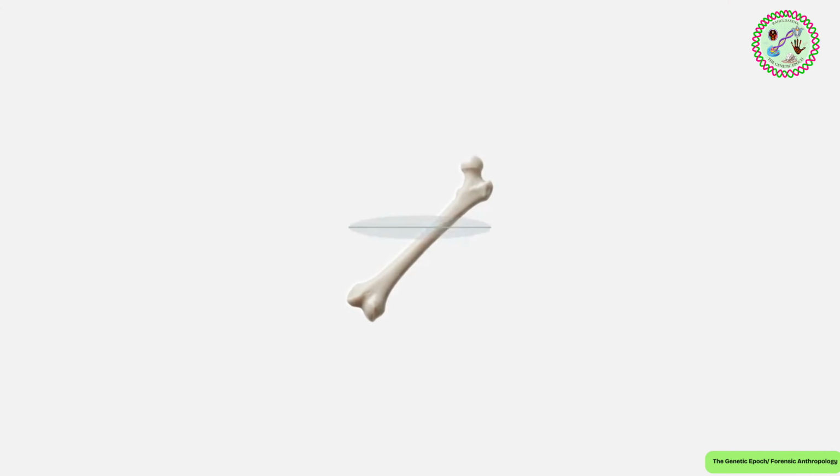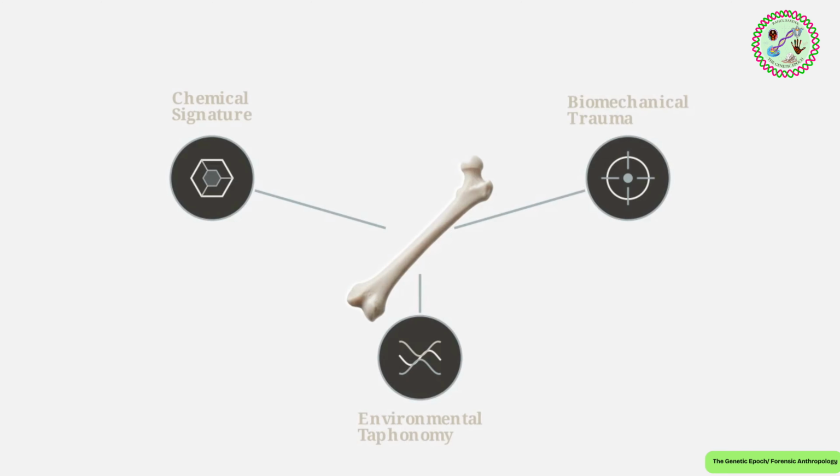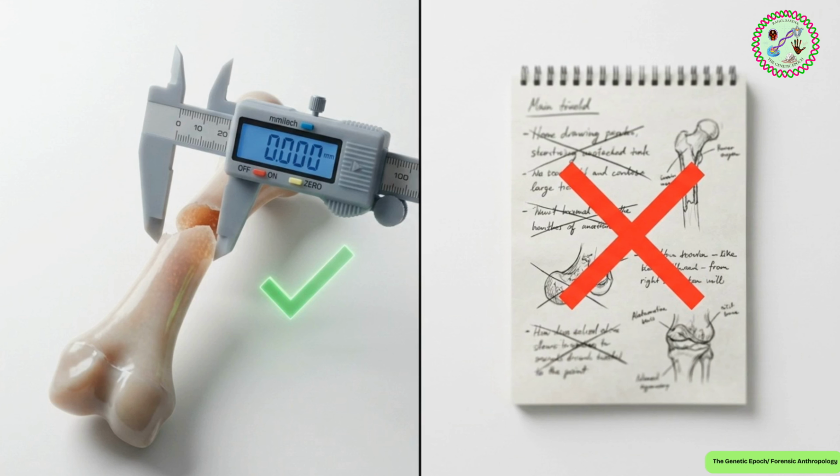When analyzing a subject, investigators extract 3 distinct measurable data layers from the human bone matrix. This extraction is governed by the strict ethical standards of the Scientific Working Group for Forensic Anthropology, or SWGANTH, which require practitioners to prioritize verifiable scientific accuracy over speculative narratives.